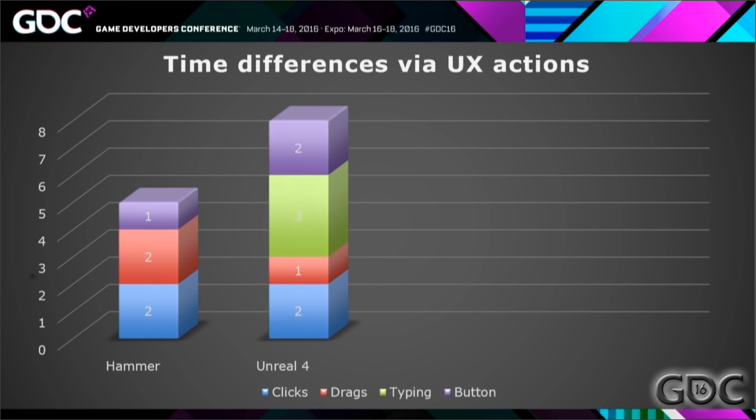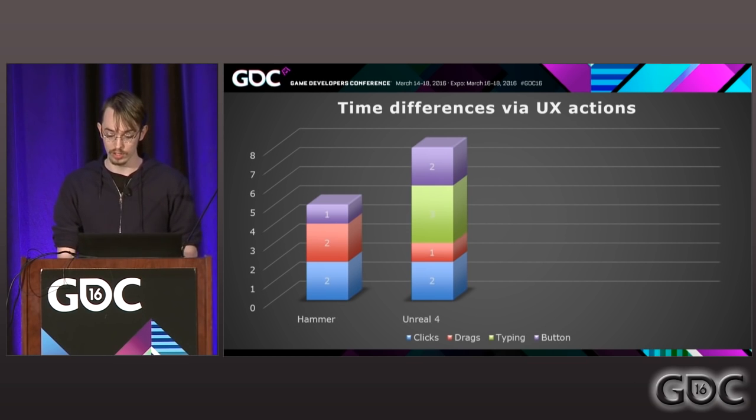In Unreal you need to click twice, drag once, type 3 times, and press a button twice. Now that might not seem like a big difference, but that's only one brush. Making a basic level can take thousands of brushes, and that's only one level. These extra moments of typing really add up on a project, and that takes months to even years.